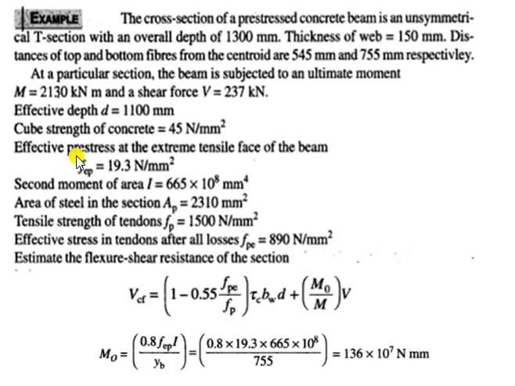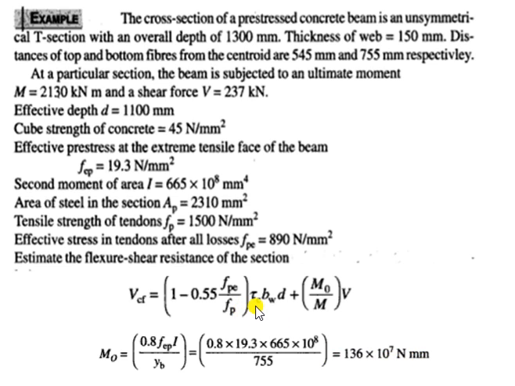Here you should remember what YB and FPE are, because in your examination sometimes they will give the effective pre-stress at the extreme tensile face of the beam, or sometimes they will mention FCP. Suppose they don't give it as FCP, then you should know that effective pre-stress at the extreme tensile face of the beam means FCP, and YB means the distance from the centroidal axis to the bottom fiber of the section. Therefore, M naught is 136 into 10 to the power of 7 Newton millimeter.